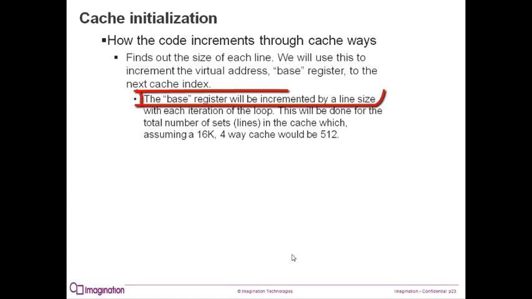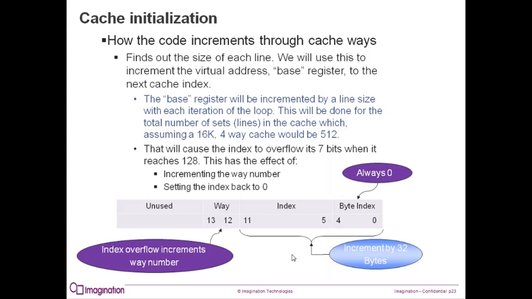In this example, the code does not explicitly set the way bits. Instead, it just increments the virtual address by the cache line size, so the next time through the loop, the cache instruction will initialize the next set in the cache. Eventually, this increment has the effect of setting the cache to index 0 of the next way of the cache because it overflows into the way bits.